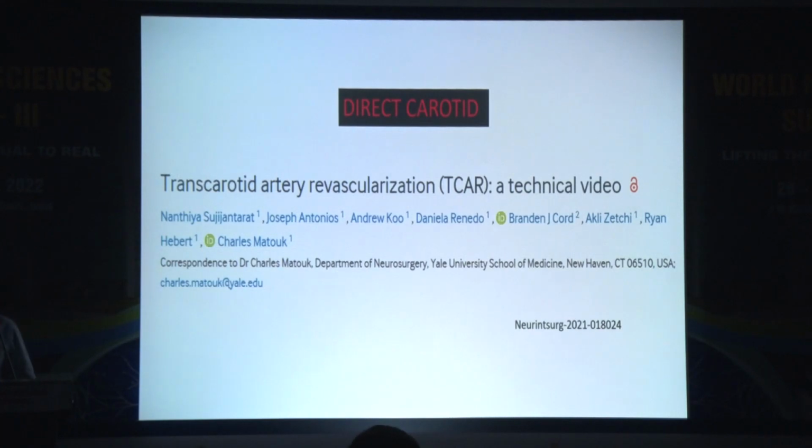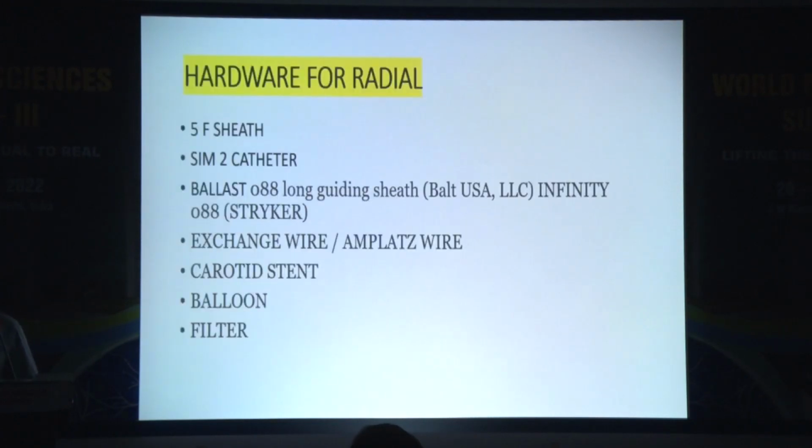The small incision is required, and they do a flow reversal, which is connected to the sheath system, to prevent the embolic phenomena during the procedure. So for the radial, we have done a few cases with the radial also. These are the set of the hardware which we are using for the radial: 5 French sheaths, catheter, Blast.